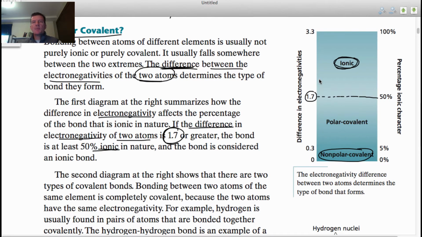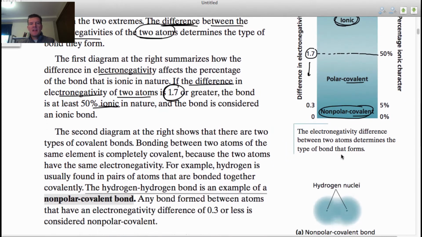It has a higher percentage of the bond that is ionic. There's a stronger pull to one side. Okay, a real strong pull to one side, let's say. Okay? If it's less than 1.7, then we're going to call it covalent. Okay? Now we further break down covalent into polar covalent and non-polar covalent. Let me explain.